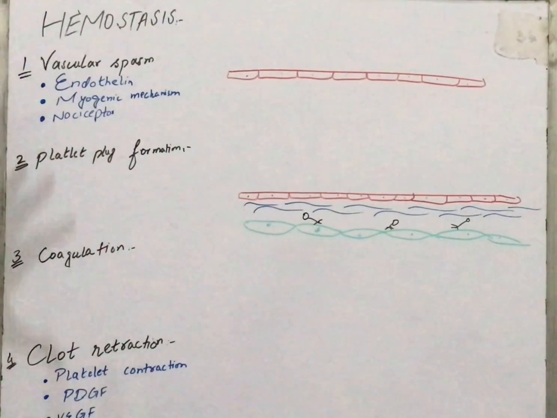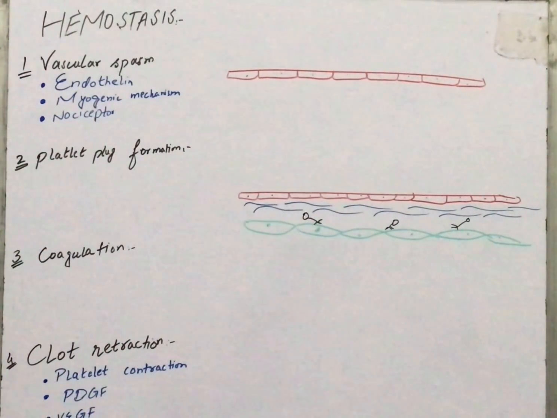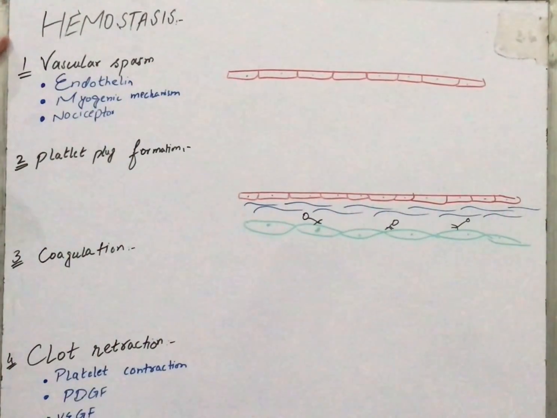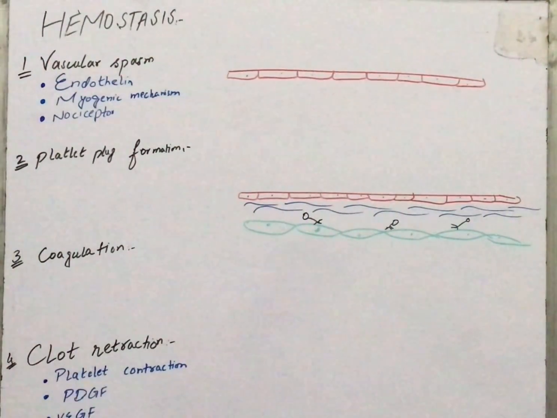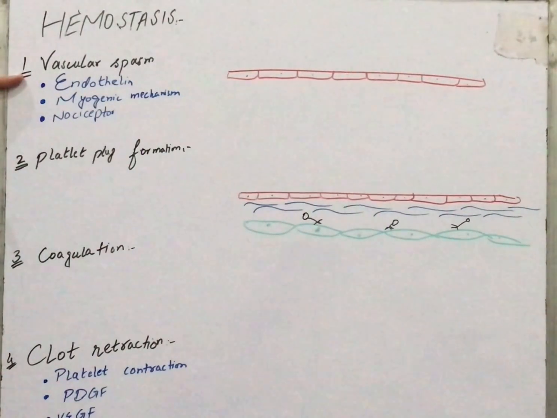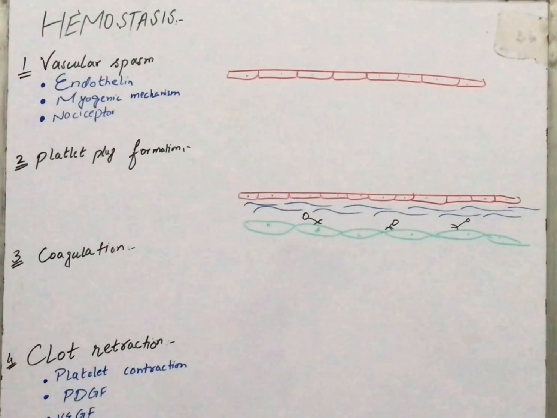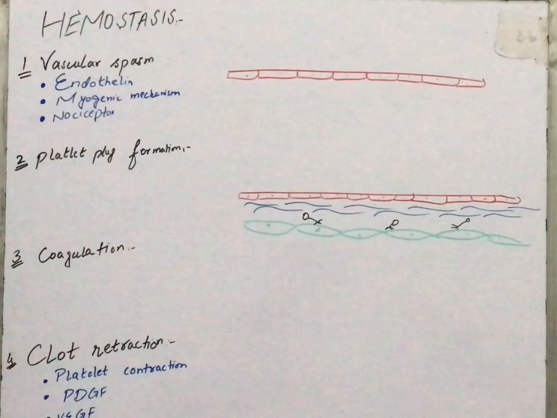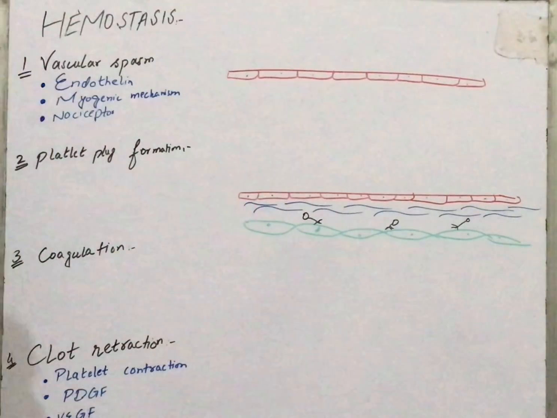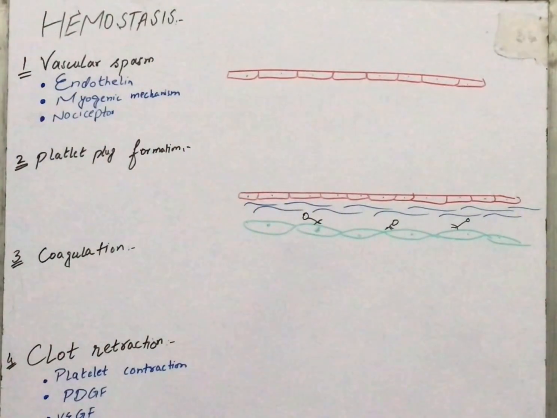So basically there are 5 steps of hemostasis. I am just going through their names and we will study each one by one in detail later on. The first step is vascular spasm. Second one is platelet plug formation. Third one is coagulation. Fourth one is clot retraction. And fifth one is fibrinolysis. So these are the 5 steps that occur in hemostasis.